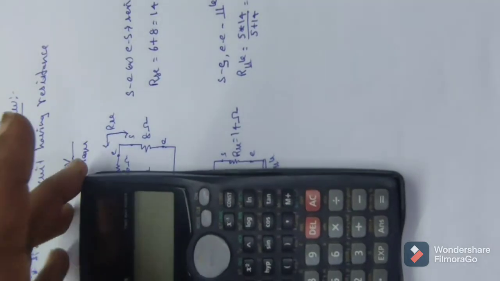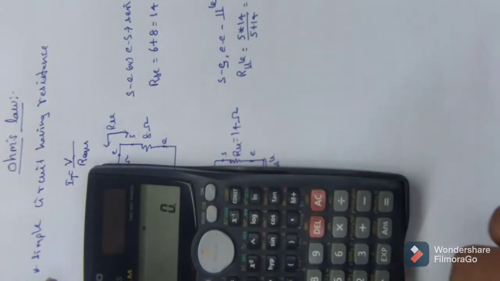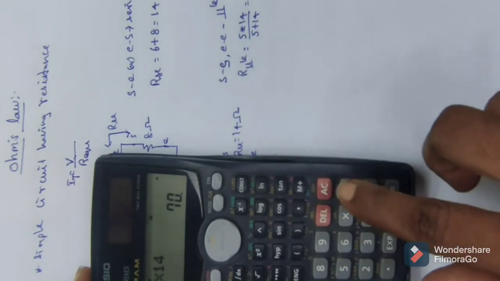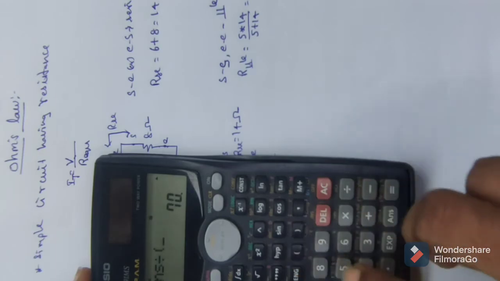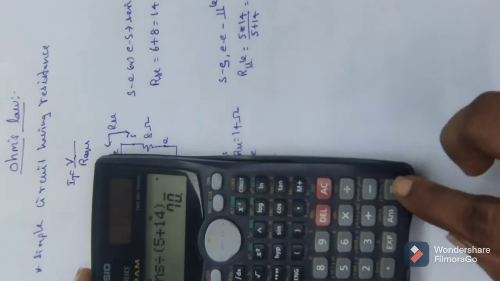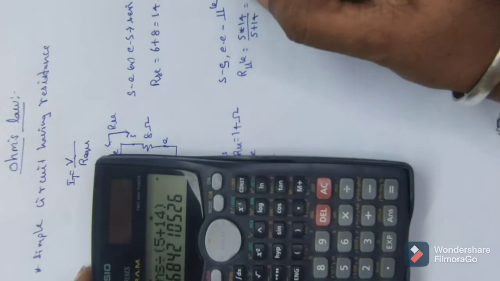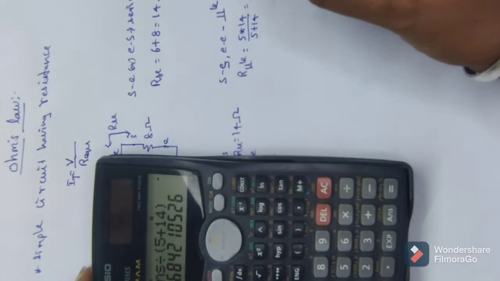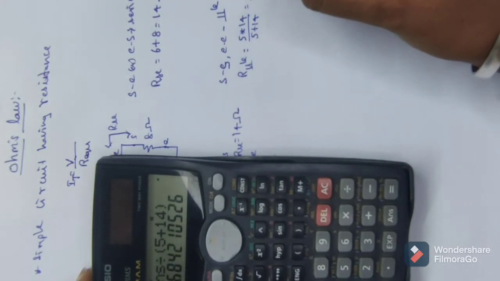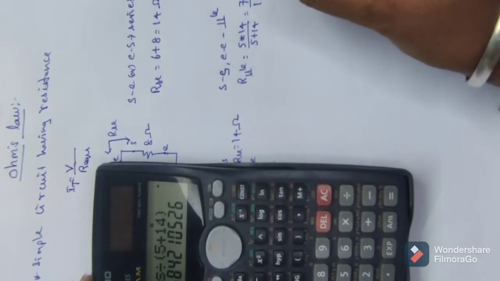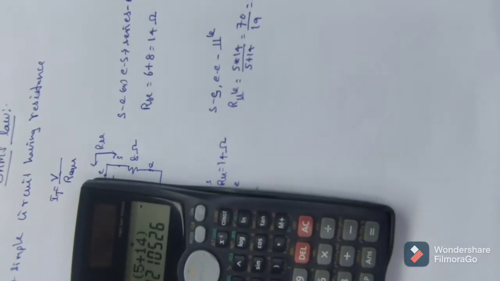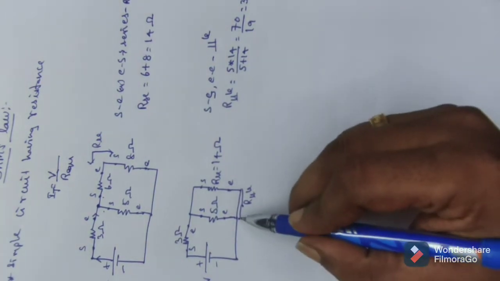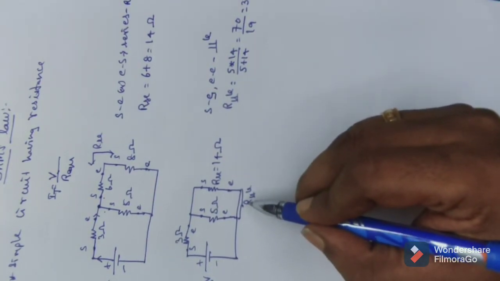Using a calculator, we are going to determine those answers. It is simple logic, simple tricks only. 5 into 14 divided by within brackets 5 plus 14. So the answer is 70 by 19. We will get it as 3.69 ohm. So this is the equivalent which we got from this parallel. Once again, for these two, we have applied the parallel concept.